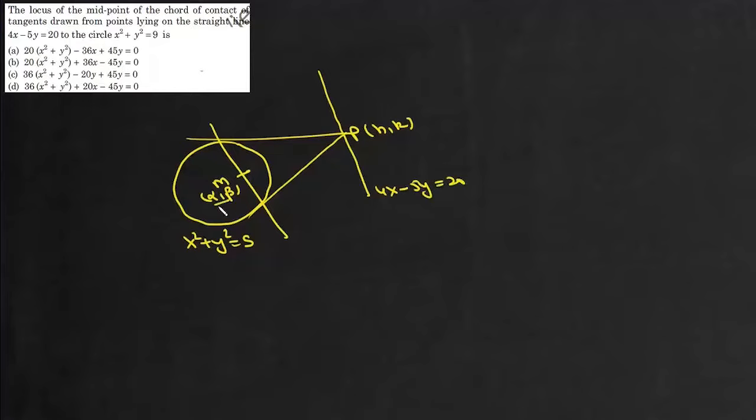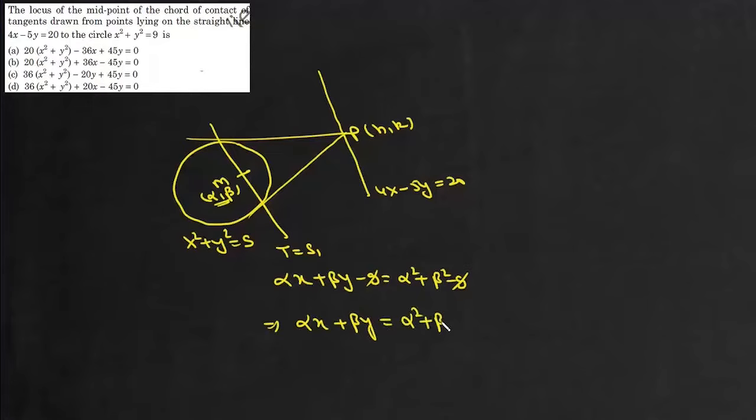Now once we have the midpoint of a chord, we can write its equation, and its equation is given by T equals S1. So this equation will be alpha x plus beta y minus 9, and will be equal to alpha square plus beta square minus 9. This 9 and 9 will cancel, so we'll get this equation as alpha x plus beta y equals alpha square plus beta square. Now from this point we have drawn two tangents, then we know that the equation of the chord of contact is given by T equals 0.